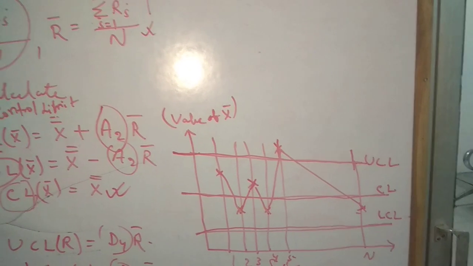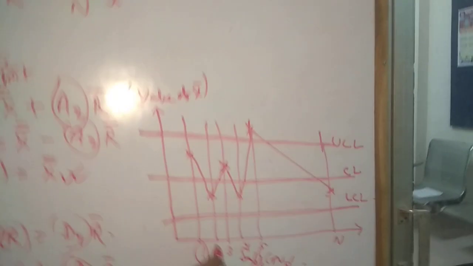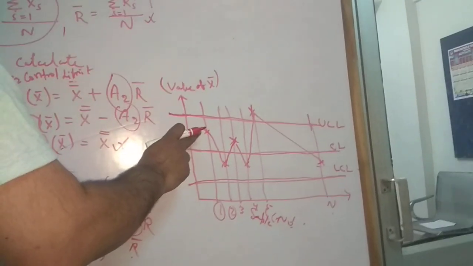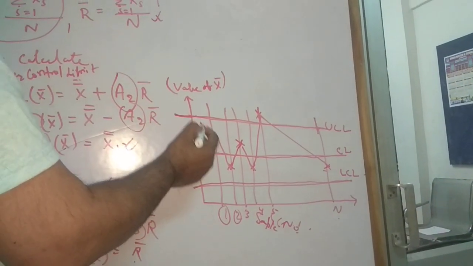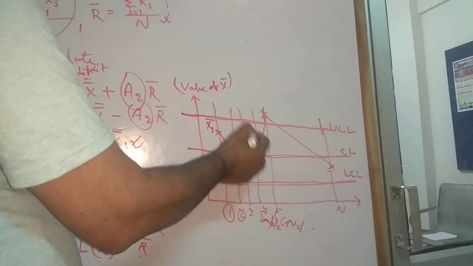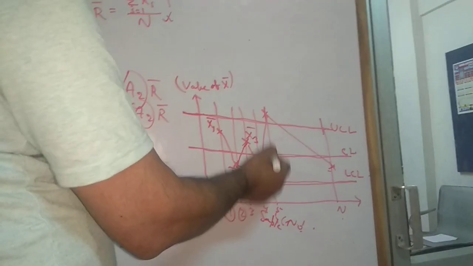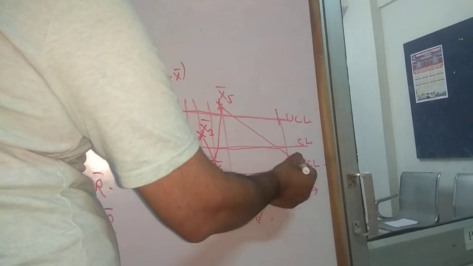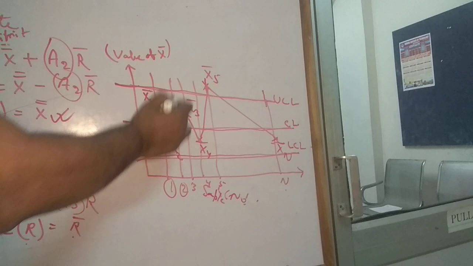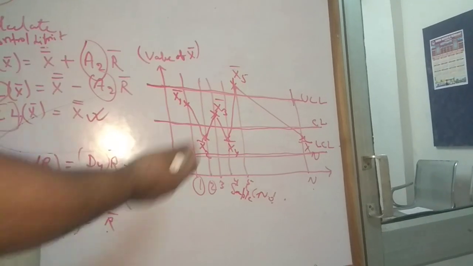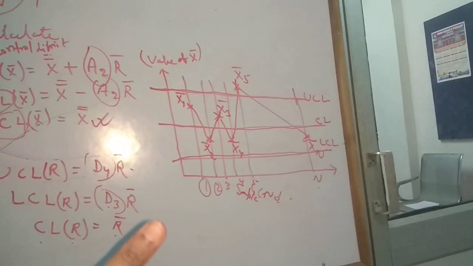After that, for sample number 1, 2, 3, 4, etc., and n, we will mark the x1 bar. This is nothing but the x1 bar, this is the x2 bar, x3 bar, x4 bar, x5 bar, and similarly xn bar. And we will join these points, and in this way we will be able to complete the X bar chart.